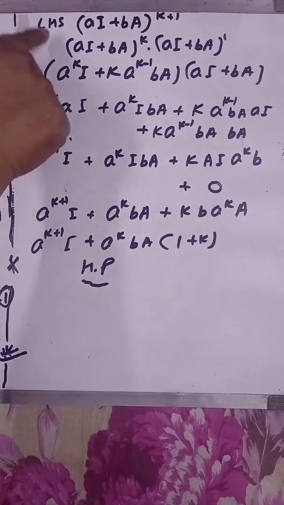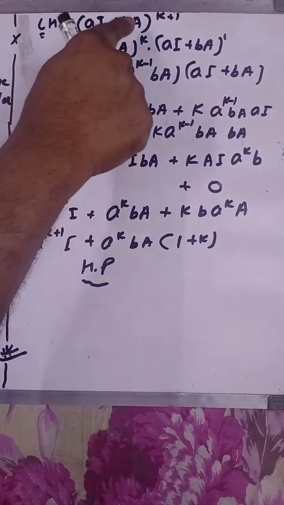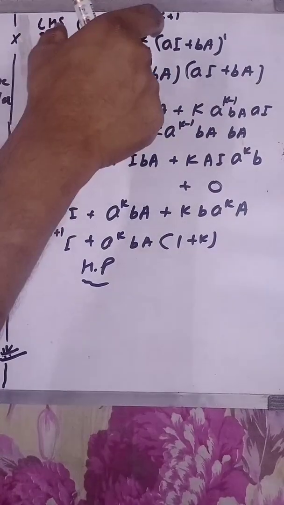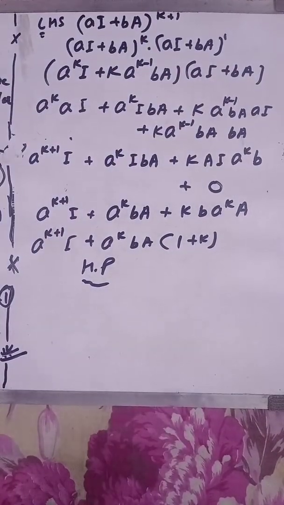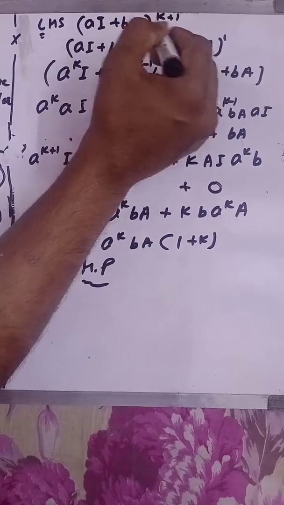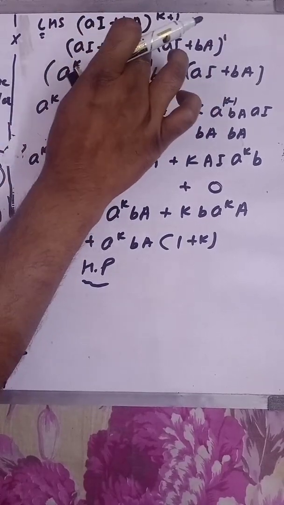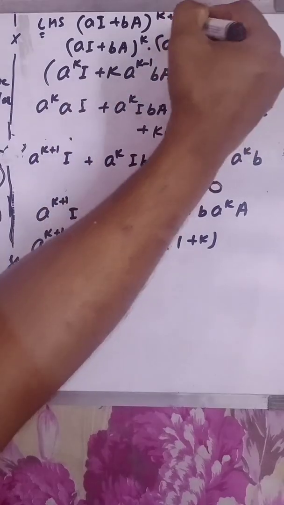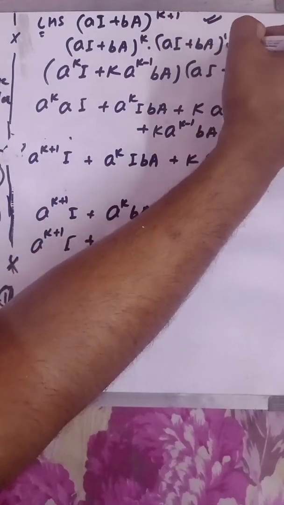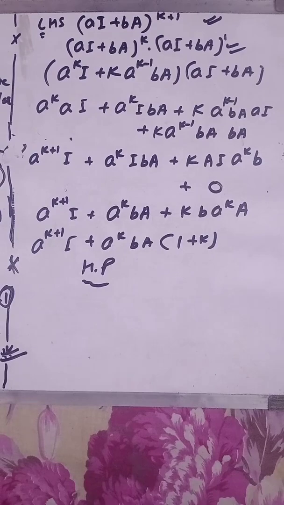Okay, so here we are taking the left hand side, our (aI + bA)^(k+1). This is your left hand side. After that, you have to separate this. I can write (aI + bA)^k and (aI + bA). We can write this statement as this.